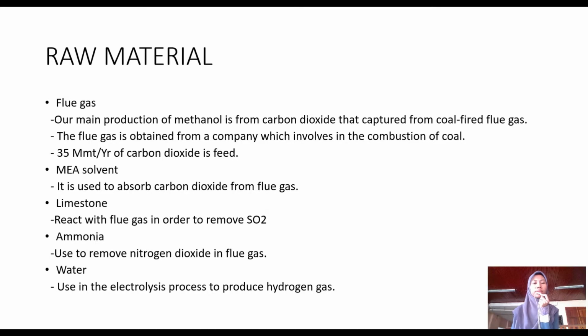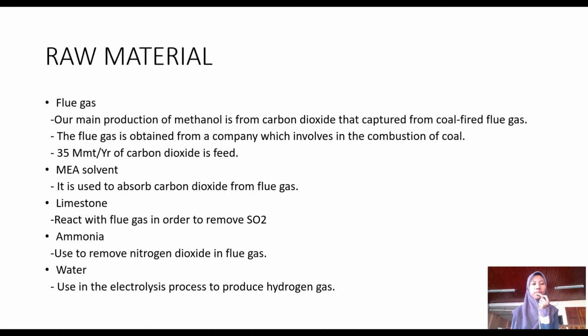This is our raw material, which is flue gas, MEA solvent, known as monoethanol amine, limestone, ammonia, and water. For flue gas, this is our main production of methanol. It is from carbon dioxide captured from coal-fired flue gas. The flue gas is obtained from a company which is involved in the combustion of coal. 35 million metric ton per year of carbon dioxide is fed.